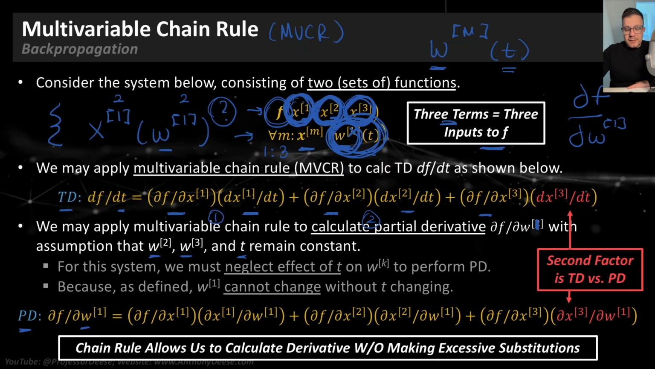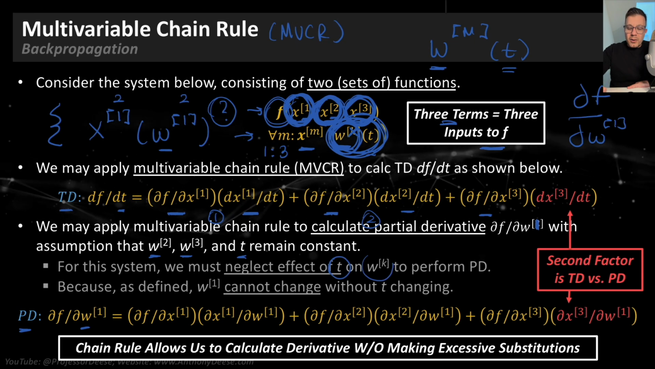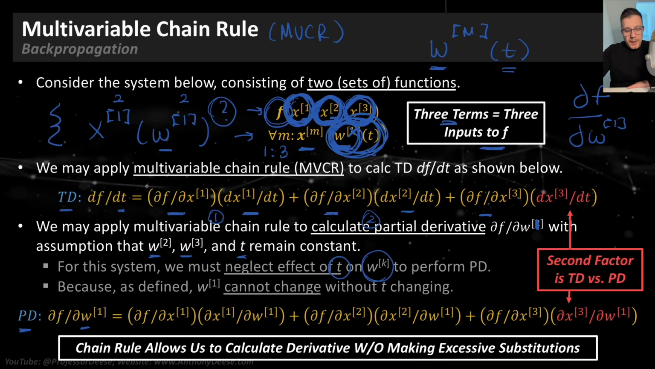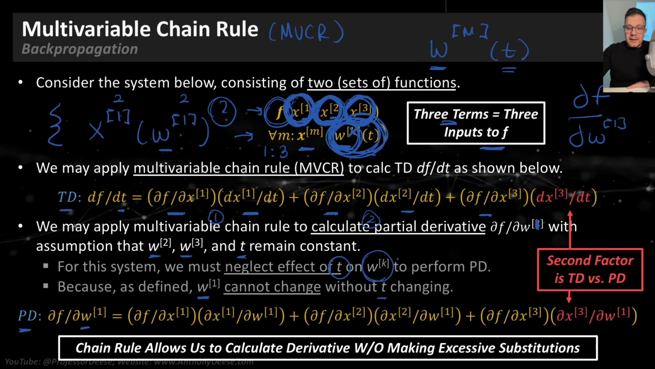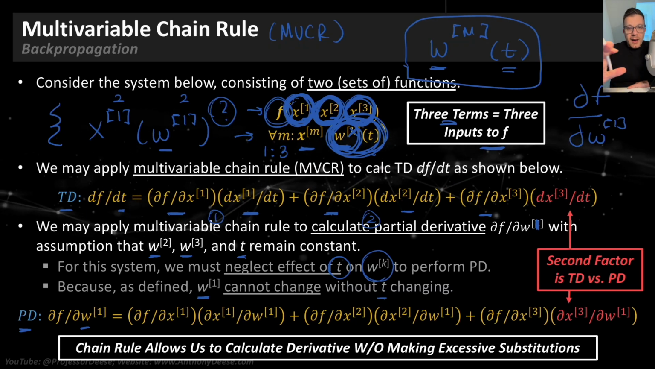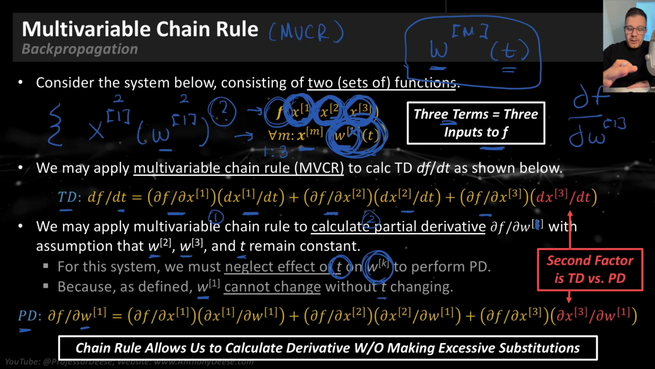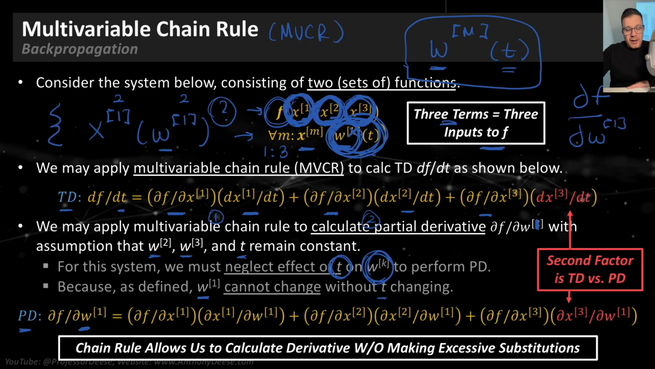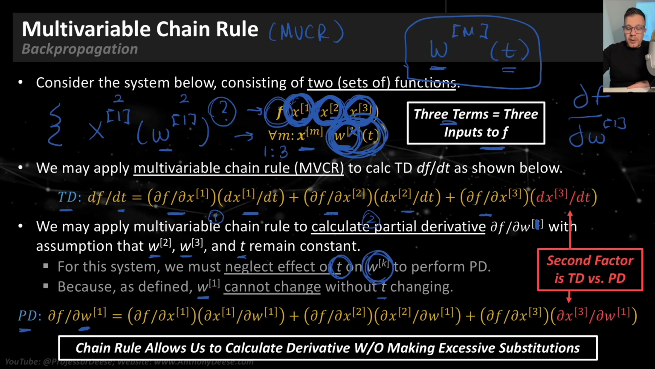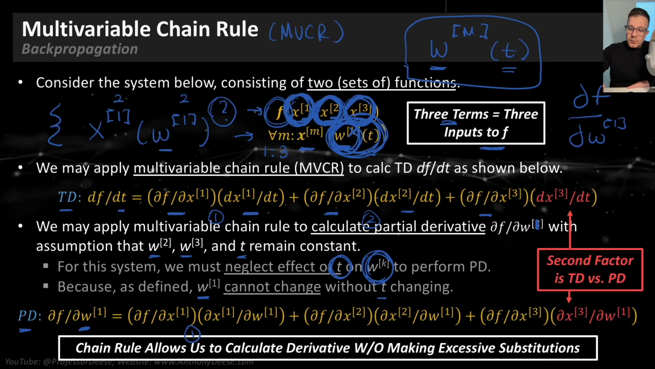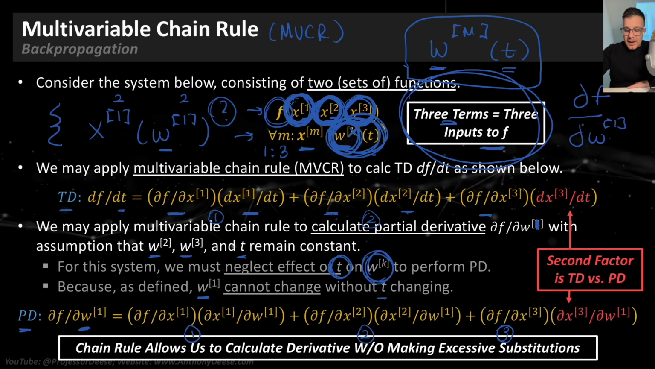Now, for this system, if we're going to apply partial differentiation, we must neglect the effect of time on all of the w variables, because as it's defined, w superscript 1 cannot change without t changing, right? If we look at this representation here. However, for this second part of the page, we're going to neglect this relationship. And what we see is that the partial derivative of function f with respect to variable w superscript 1 is again broken up into three additive terms, 1, 2, and 3. This corresponds to the three inputs to the main function.